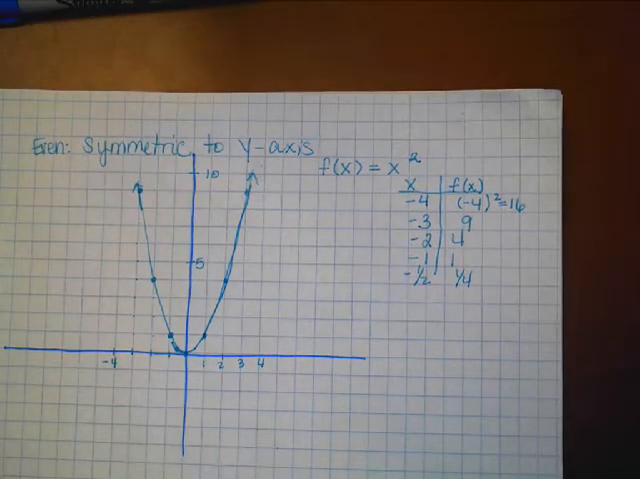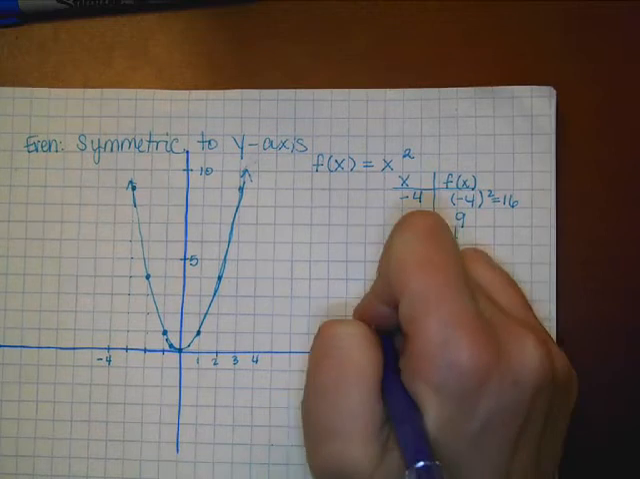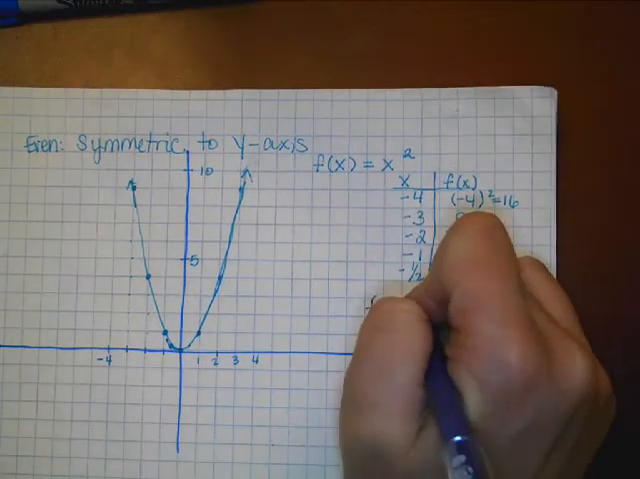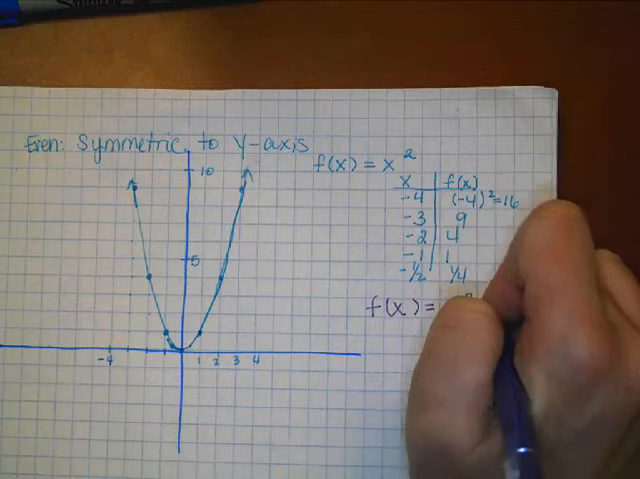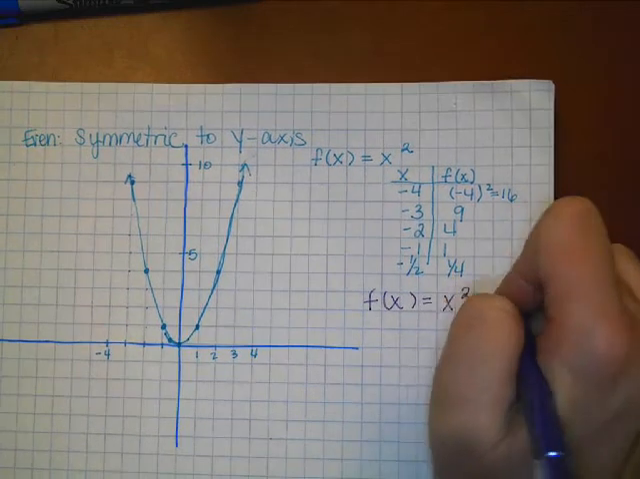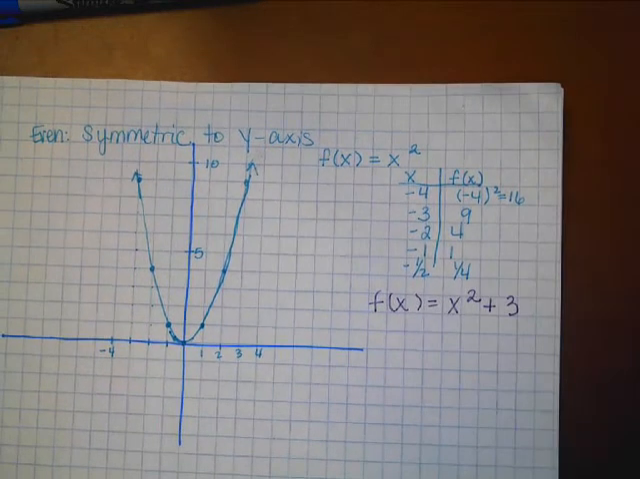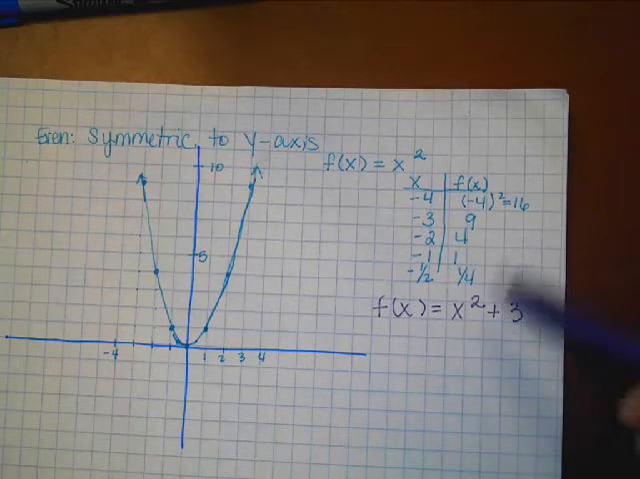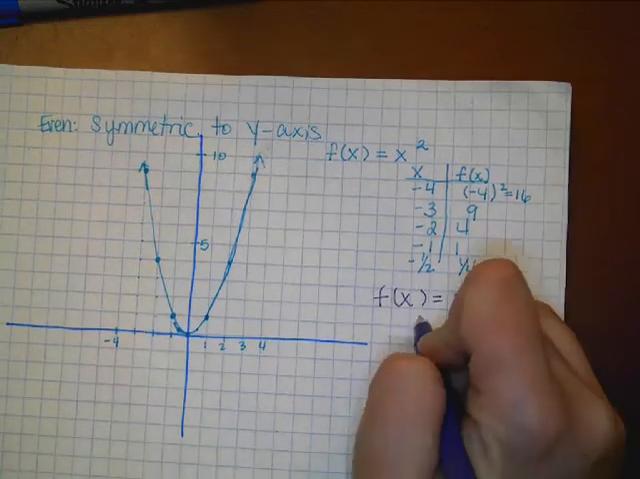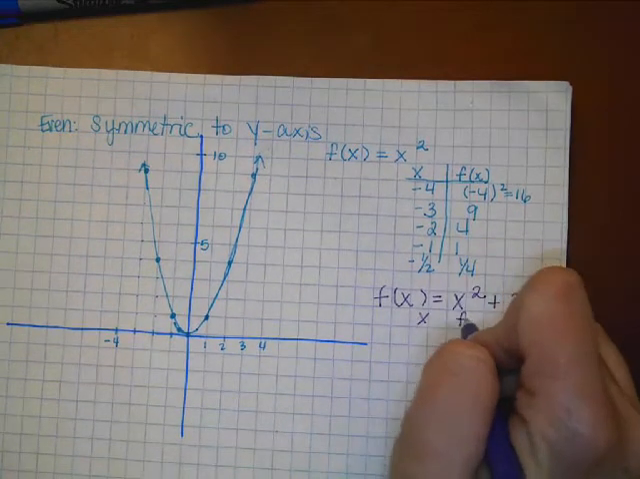All right, so now let's look at some transformations of this function. First of all, let's look at up-down shifts. So here's what it would look like. f of x equals x squared plus, say, 3, right? So what I'm doing is I'm taking all of the y values and adding 3 to it.